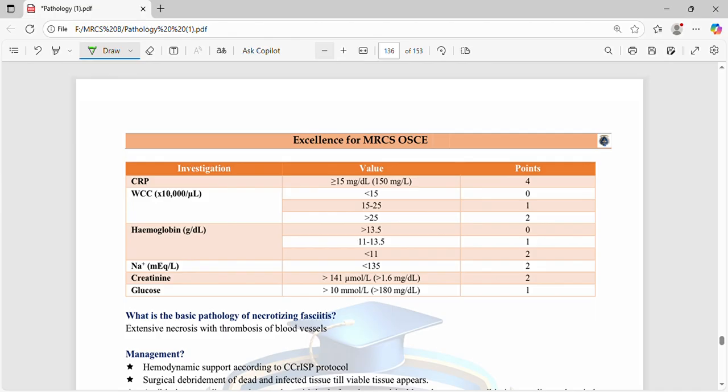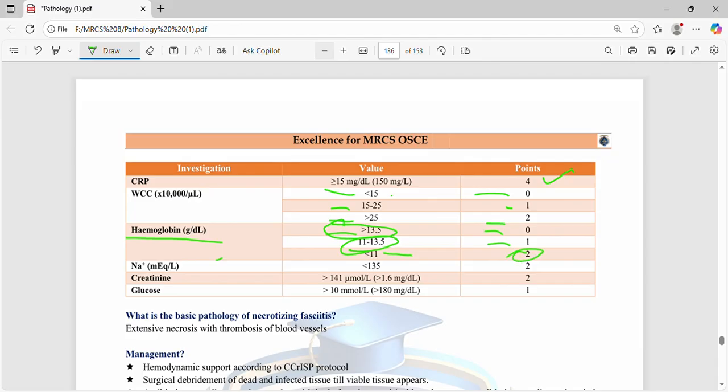CRP greater than 15 milligram per deciliter, or 150 milligram per liter, will give you 4 points. WBC less than 15, no value; 15 to 25, 1; greater than 25, 2. Hemoglobin greater than 13.5 gives no value; 11 to 13.5, as it decreases it raises the value, so 1; and less than 11, 2.